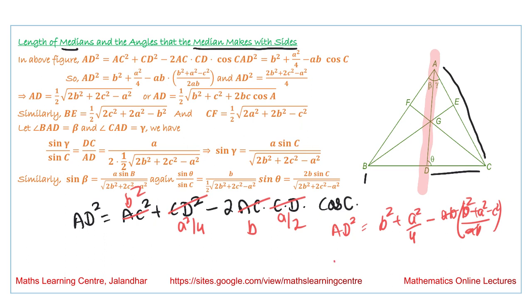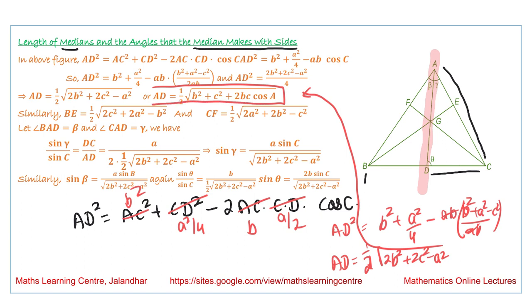So the value of AD we obtain is equal to 1 by 2 square root of 2 times B square plus 2 times C square minus A square. So this is the value of AD that we have, that is the length of the median AD. Similarly, we can calculate the length of the other two medians, the length of the median BE and the length of the median CF. Next, we have to calculate the angles.